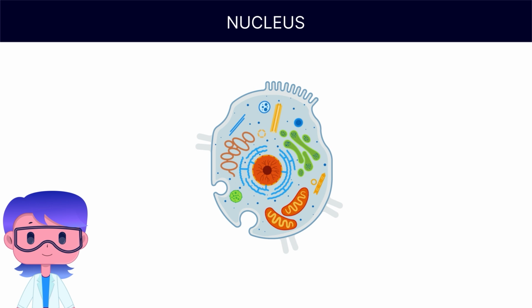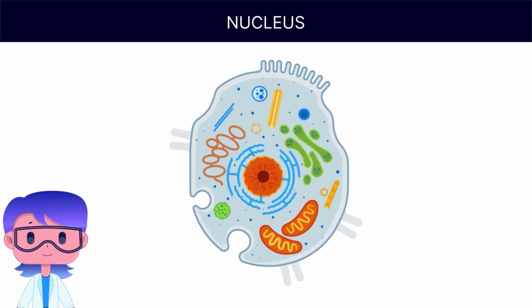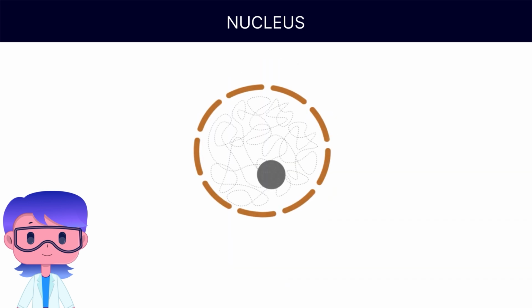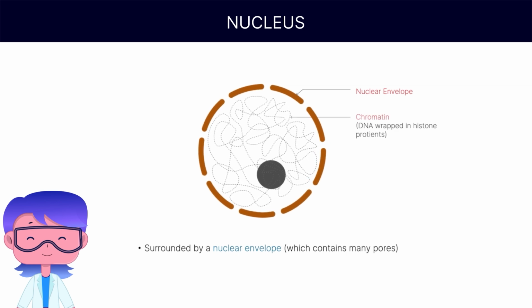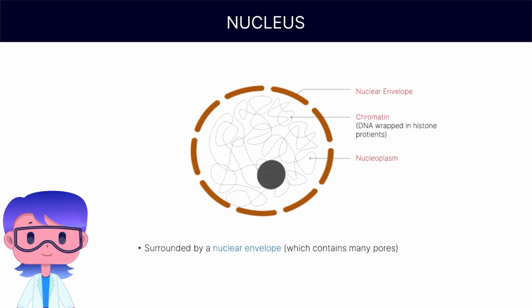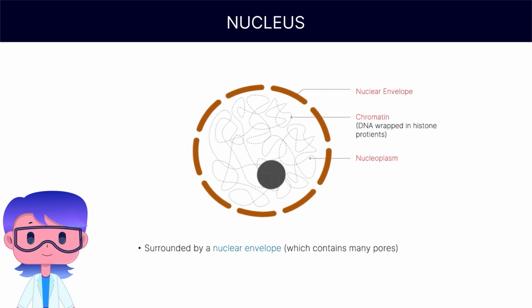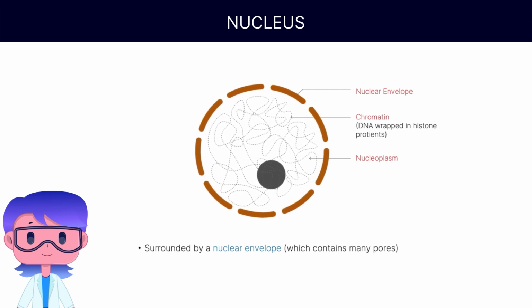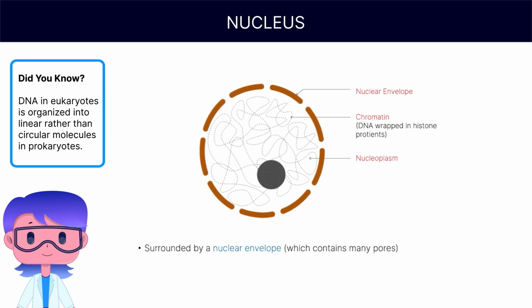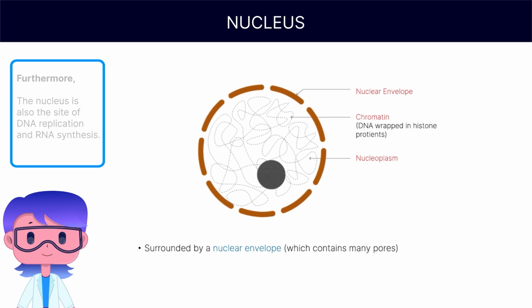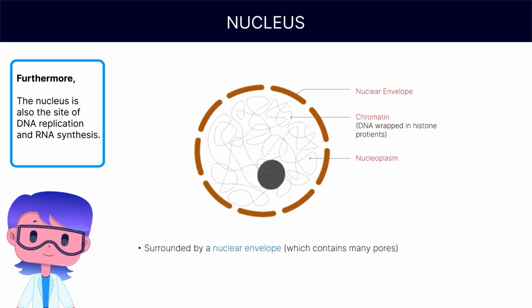The nucleus of the cell is the largest and one of the defining features of eukaryotes. The nucleus is located in the center of the cell, and its nuclear envelope keeps it separate from the cytoplasm and other organelles, providing secure housing for the cell's genetic material. DNA in eukaryotes is organized into linear rather than circular molecules, as it is in prokaryotes. The nucleus is the site of DNA replication and RNA synthesis.